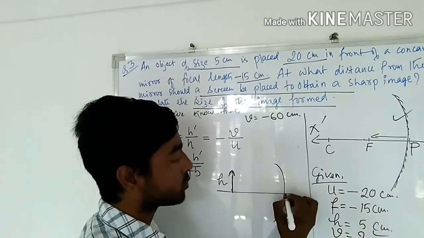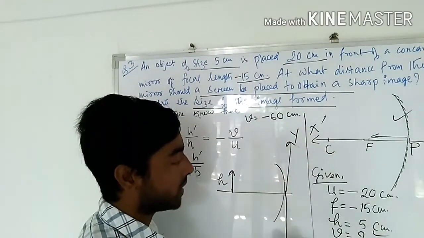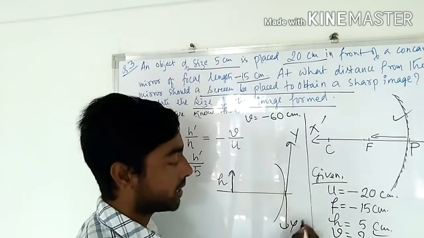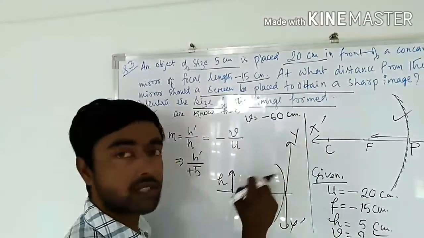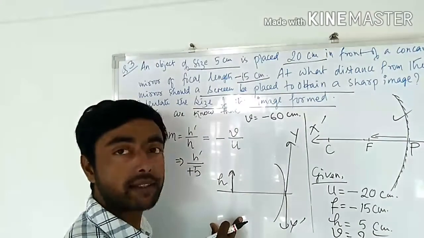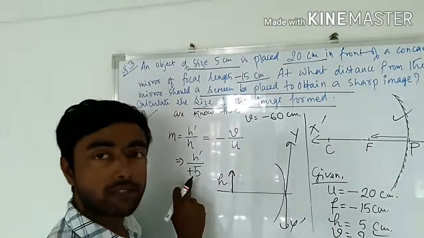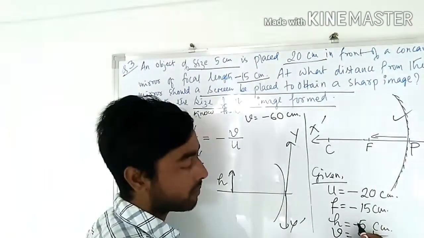That means you are going towards which axis? Y axis. This is y dash. Clear? I explained. The below one is y dash, this is y dash axis, and this is y axis. You are going towards the y axis. Understood? That means this is positive. That's why I am writing h plus 5. Understood? Here I am writing plus 5, not minus.